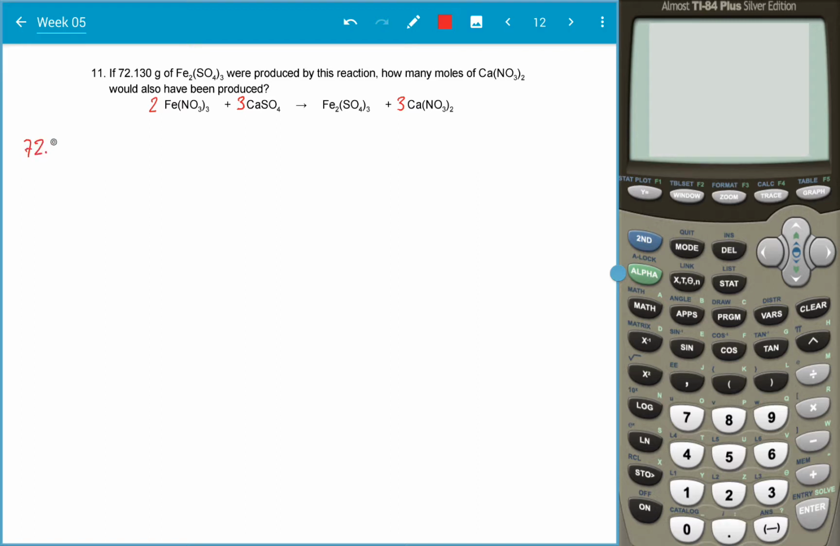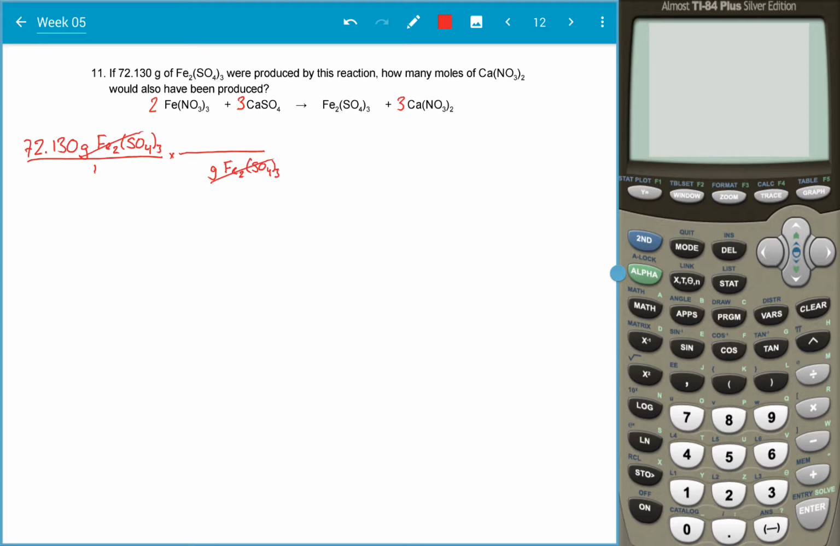We have 72.130 grams of iron 3 sulfate. Now, if I have grams of iron 3 sulfate up here, I need grams of iron 3 sulfate in the denominator, or bottom, of the next step, so that those units will actually cancel out.